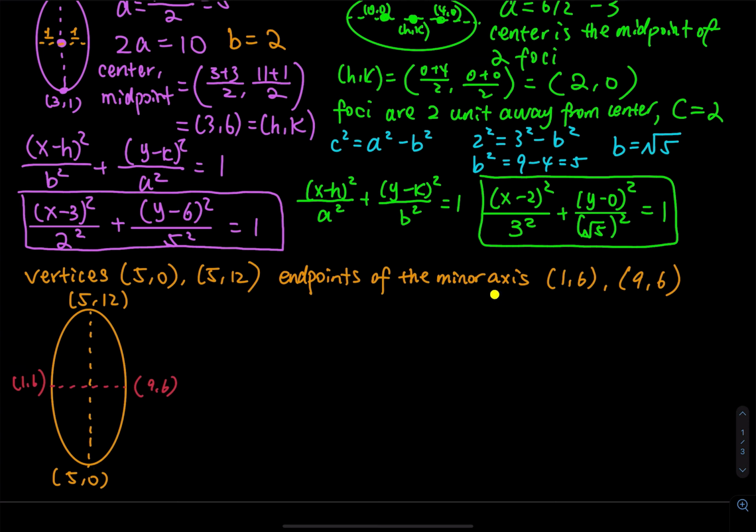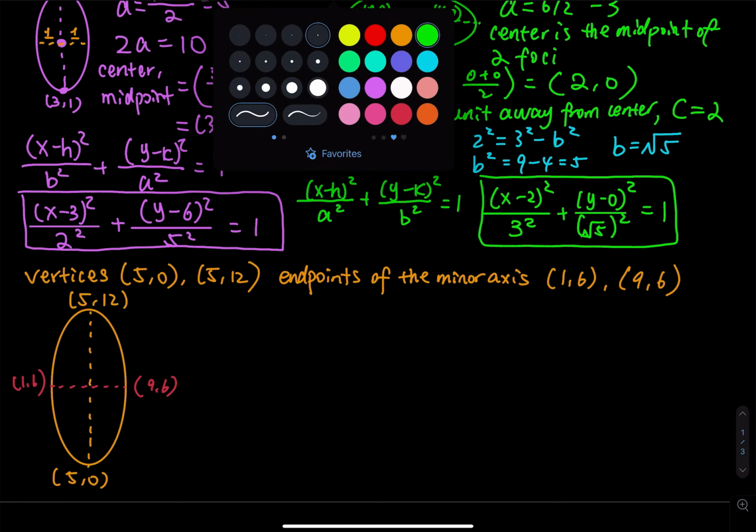And then the endpoint of the minor axis, (1, 6), is on the left-hand side of (9, 6). x equals 1 is on the left-hand side of x equals 9. Okay. You have to know this. So we have the endpoints of the minor axis, and then we have the two vertices. What else can we figure out? We can figure out the center. The center is the midpoint of the two vertices.